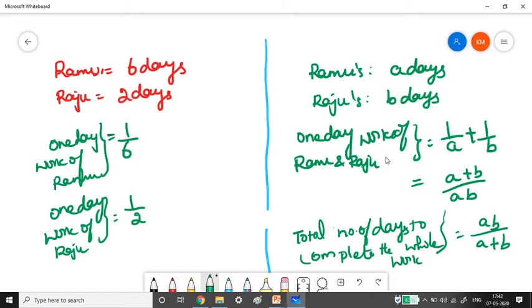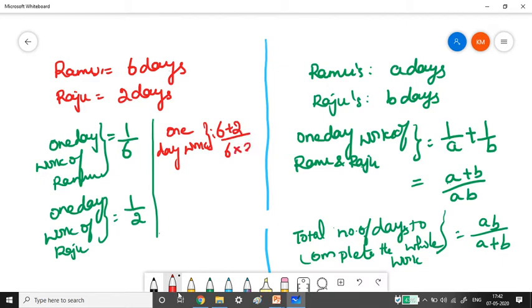So where A is equal to 6 and B is equal to 2. Now I'm just going to substitute this and show you the answer. Got it? Now see here. Let me take a red color pen. I'm just going to solve it for you. The 1 day work of both the persons is A plus B, which is 6 plus 2, divided by 6 into 2, which is equal to 8 by 12. So this is their 1 day work.